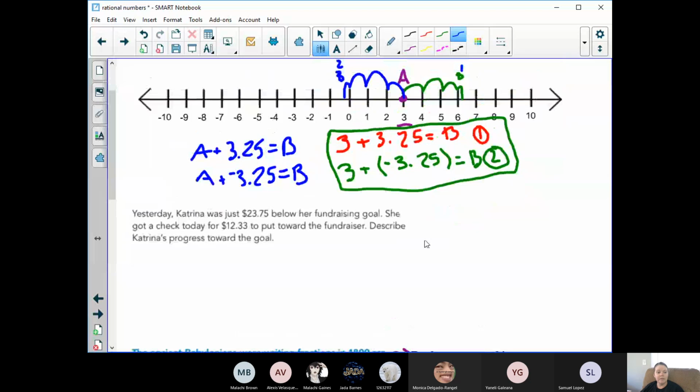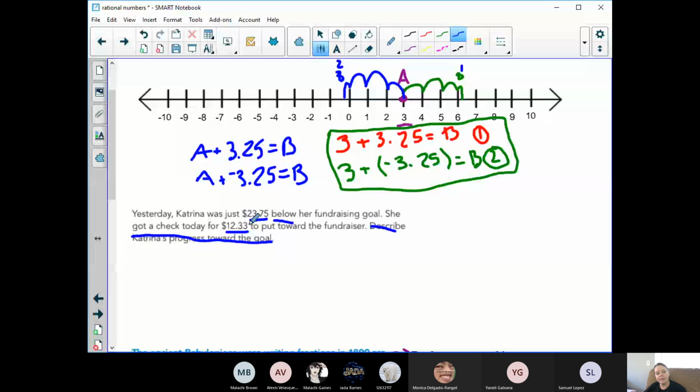All right, let's look at a word problem. Yesterday, Katrina was just $23.75 below her fundraising goal. She got a check today for $12.33 to put toward the fundraiser. And it says to describe the progress. I'm going to cross that out. So let's write an equation to show this relationship.